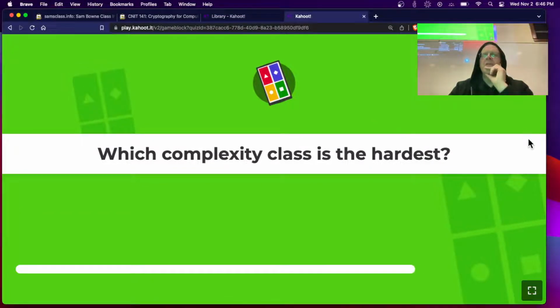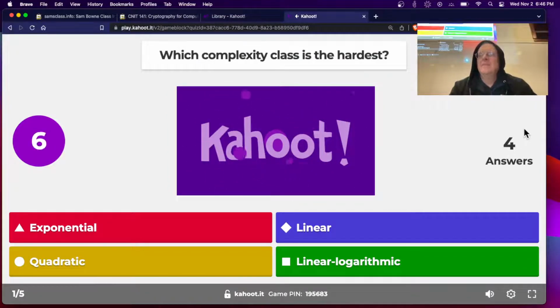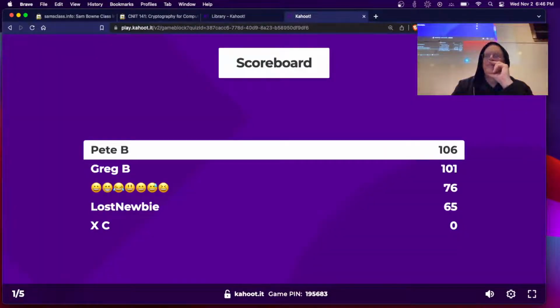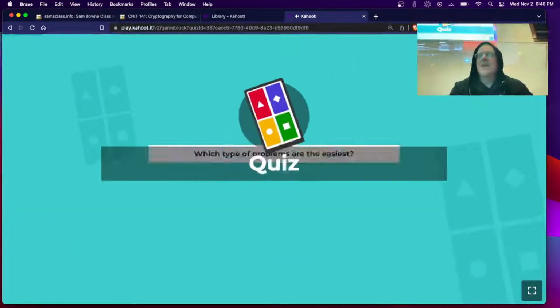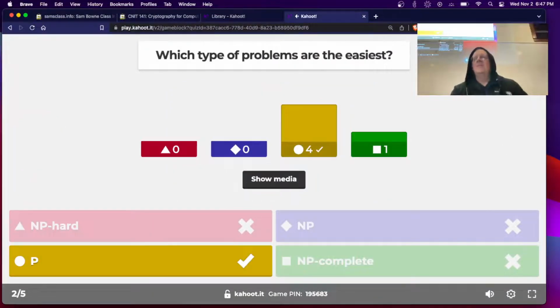All right, so what's the hardest problem? The exponential is the hardest in that group. Linear logarithmic is slower than exponential. That's like n log n. All right, which one of these are the easiest? Here are the easy problems, the ones you can solve in polynomial time.